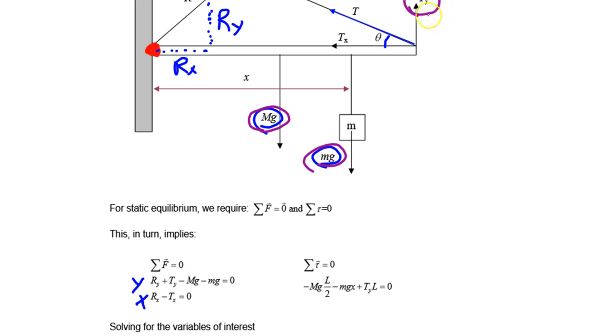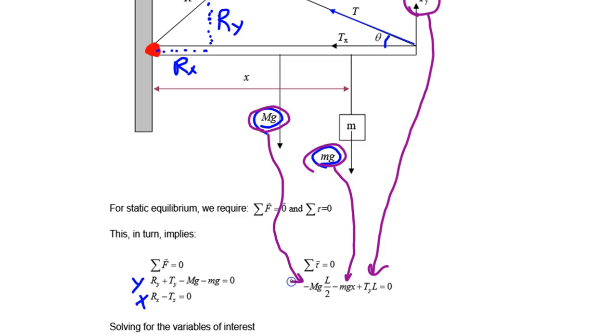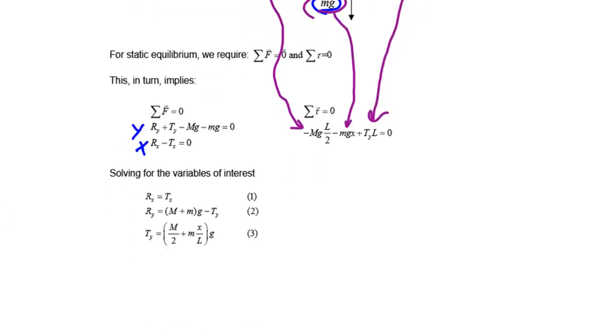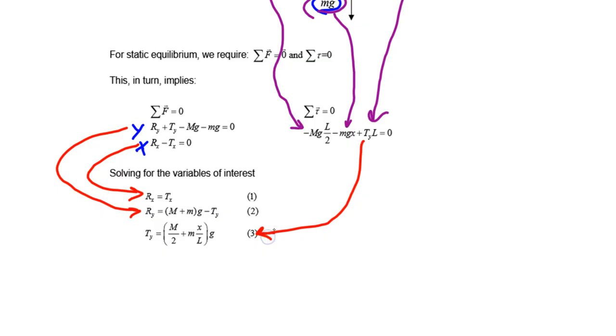And torque is force times distance if you have a completely perpendicular force, and that would be where these quantities in the torque summation come from. Now, if you move down a little bit further, they say that they've solved for the variables of interest here. So this equation was solved to get Rx equals Tx, and then this equation was solved to get Ry, and then this equation was solved to get Ty. So that's where all of those came from.